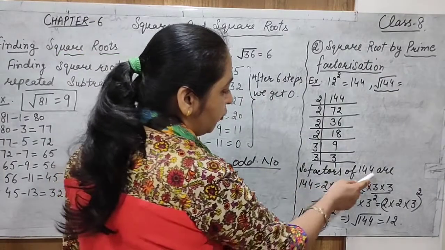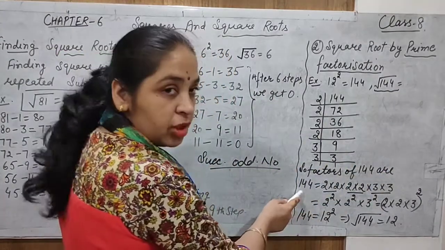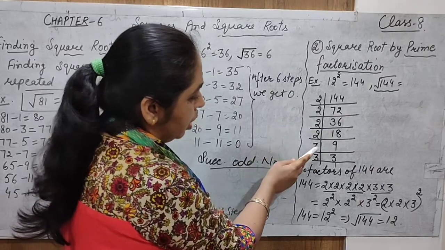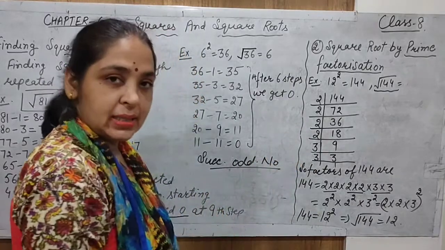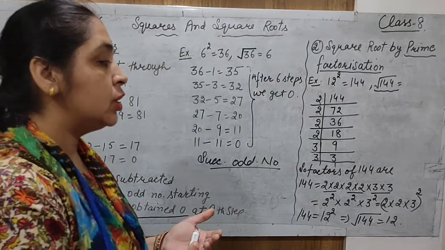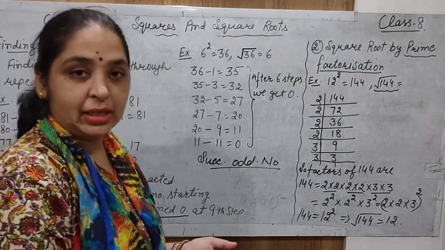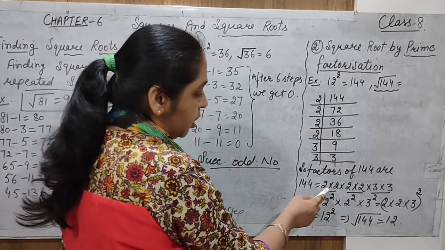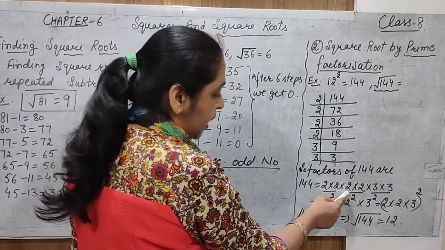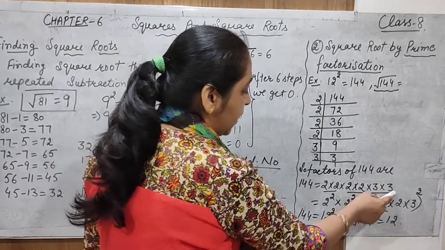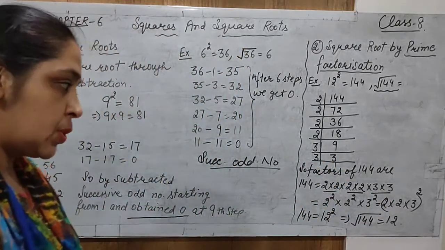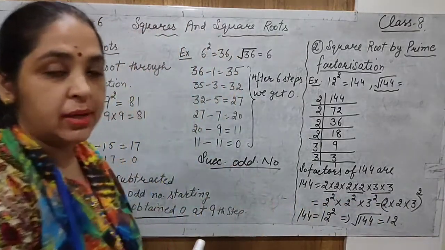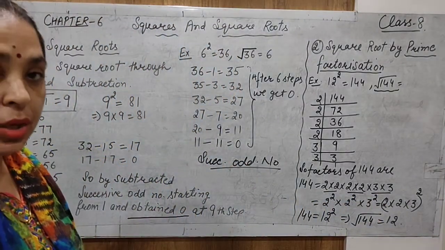So the factors of 144: 144 can be written as 2 multiply 2 multiply 2 multiply 2 multiply 3 multiply 3. A number is equal to the multiplication of its factors. That's why we can write 144 is equal to 2 into 2 into 2 into 2 into 3 into 3. These are the smallest factors we can get for 144.